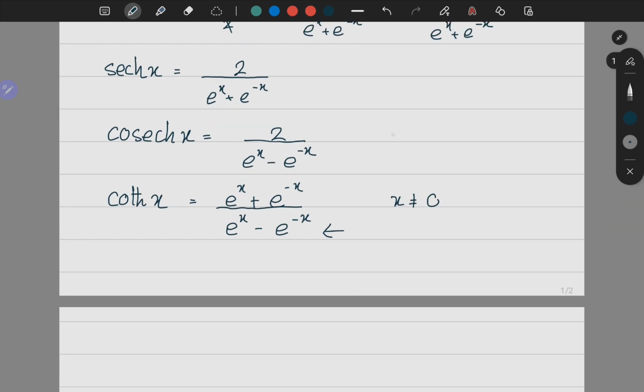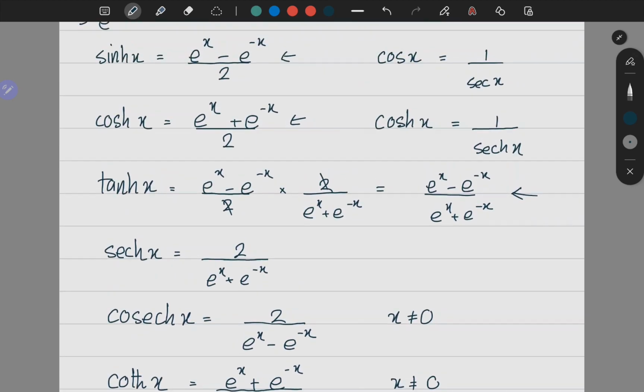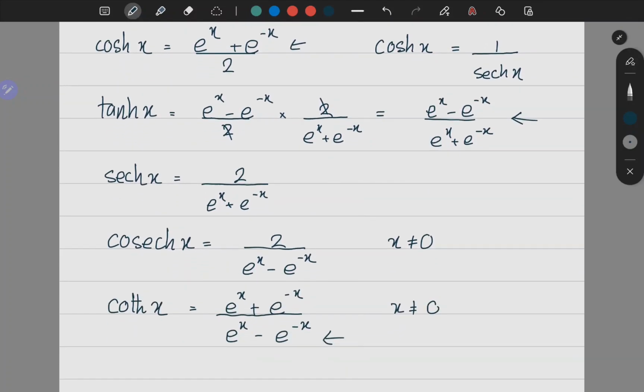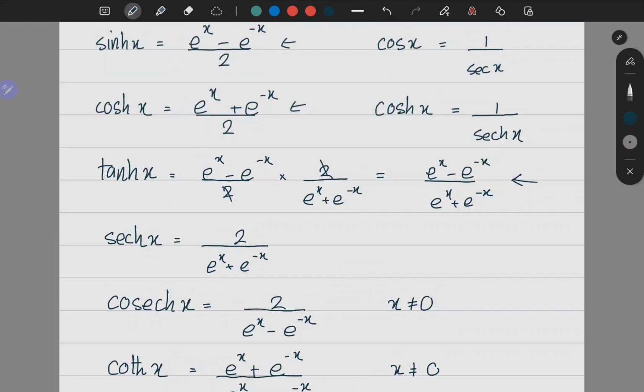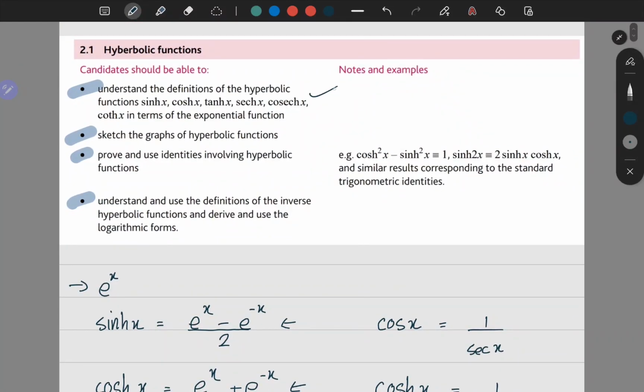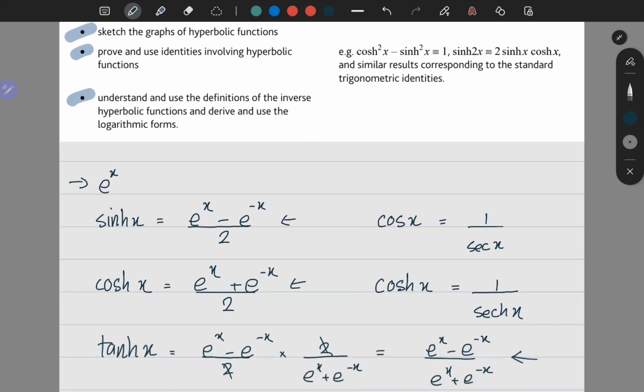And then it's the same here as well. x cannot be equal to 0, right? So you just have to make sure that this is followed. This is the first bit, that's the whole thing completed. There's nothing much else to do about that.